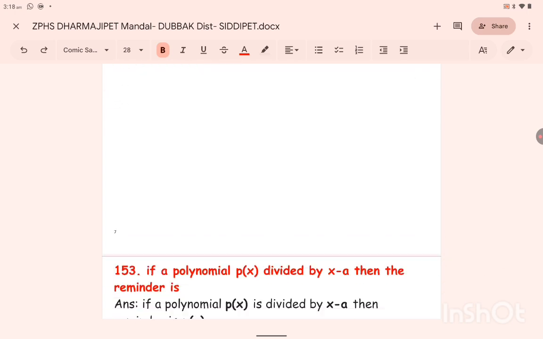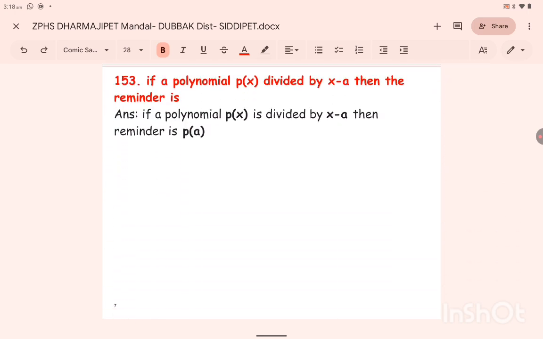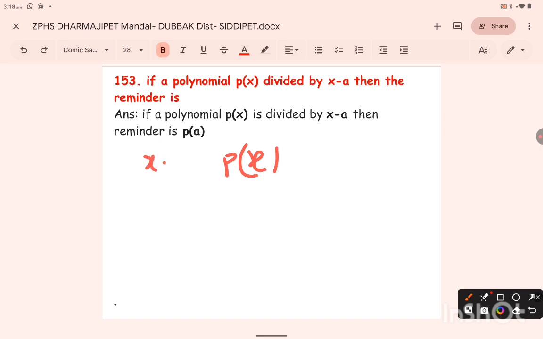Next question. If a polynomial p of x is divided by x minus a, then the remainder is? Now we have to find the remainder. So p of x is a polynomial, that one is divided by x minus a. That means p of x is the dividend, x minus a is the divisor.